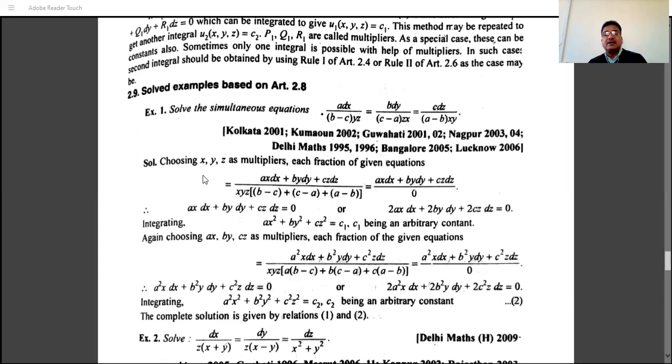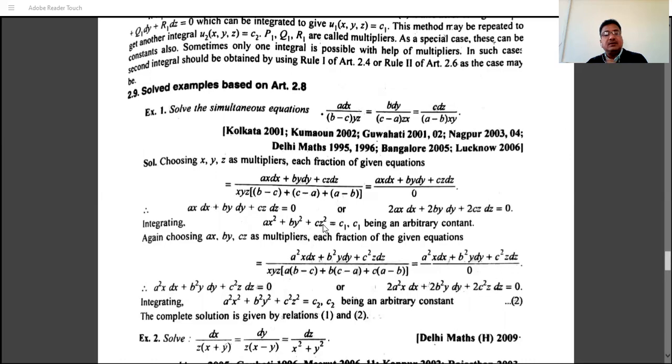So choose multipliers l, m, n such that lP plus mQ plus nR is equal to 0. So we have the answer 0, and therefore a x dx plus b y dy plus c z dz is equal to 0. That is, the numerator is 0. And then integrating, the integration of x is x square by 2, y square by 2, z square by 2, multiplying by 2, we have this answer, that a x square plus b y square plus c z square is equal to c1. C1 is the arbitrary constant, and this is equation number 1 or solution number 1.